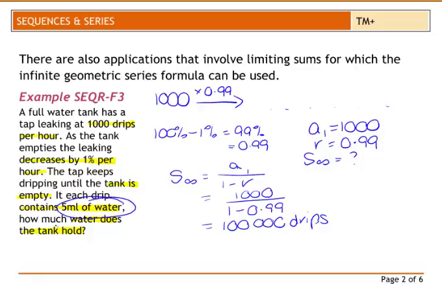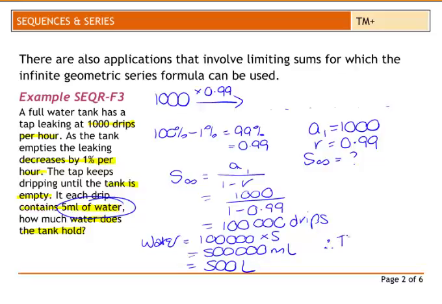The question says that each drip is 5 ml of water. So the water is going to be my 100,000 times 5 ml, which is 500,000 milliliters or 500 litres. Finish with a therefore statement. Therefore, the tank holds 500 litres of water.